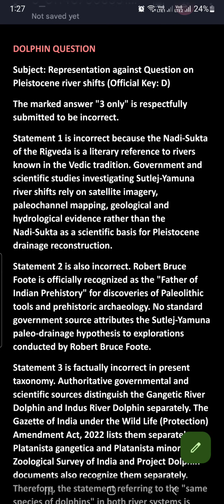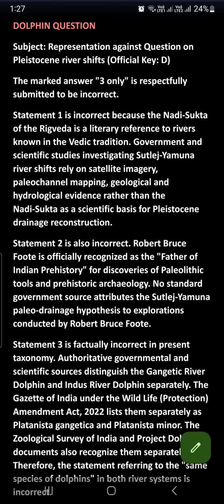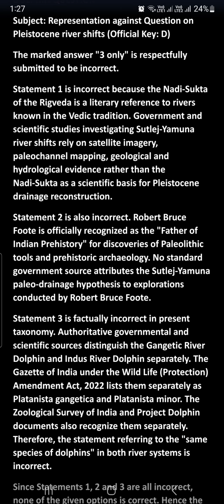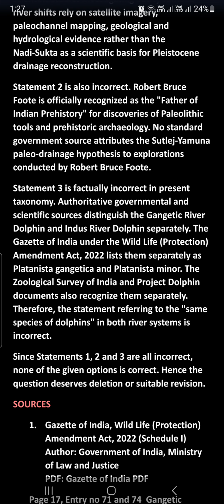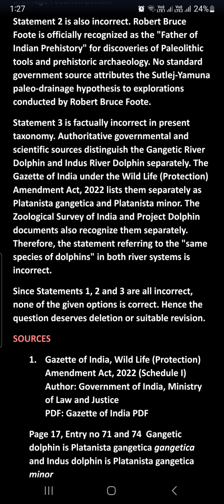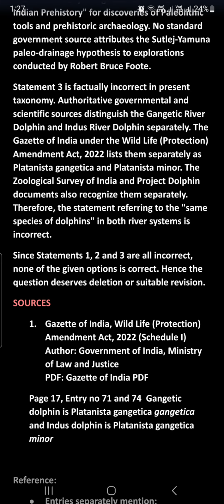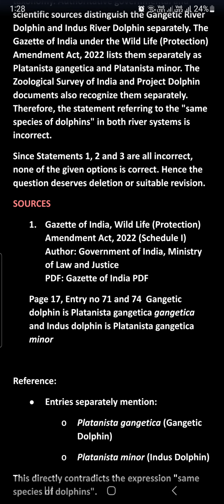So the first question is the dolphin question, in which there was a statement which had mentioned that basically there are the same species of dolphins in the river, something of that sort. I'm not going into the depth, but that statement we're refuting by saying that the Gangetic and the Indus dolphins are not the same species, they're different species.